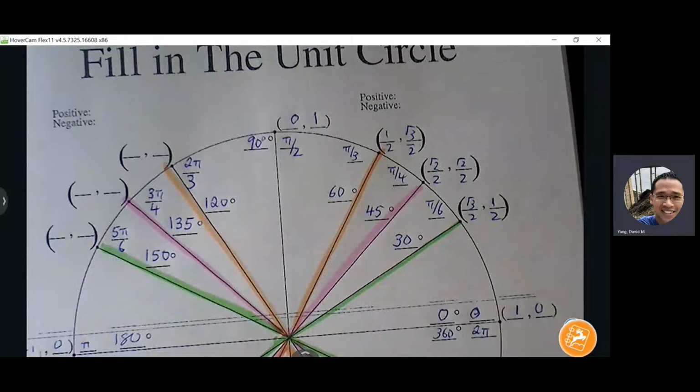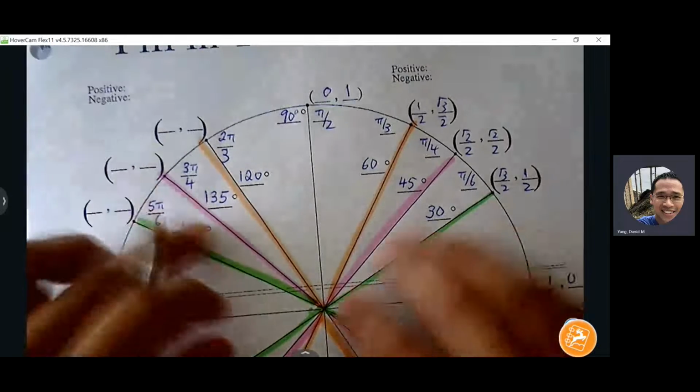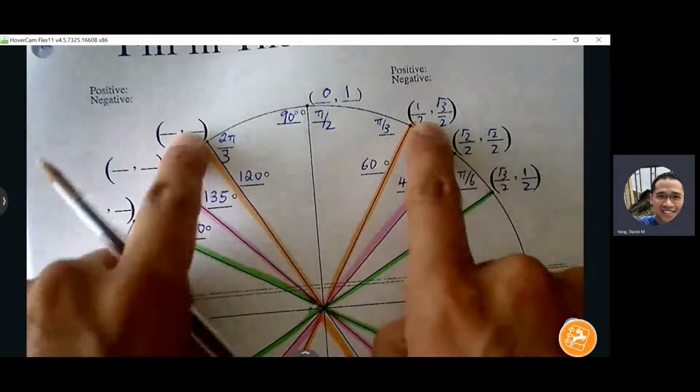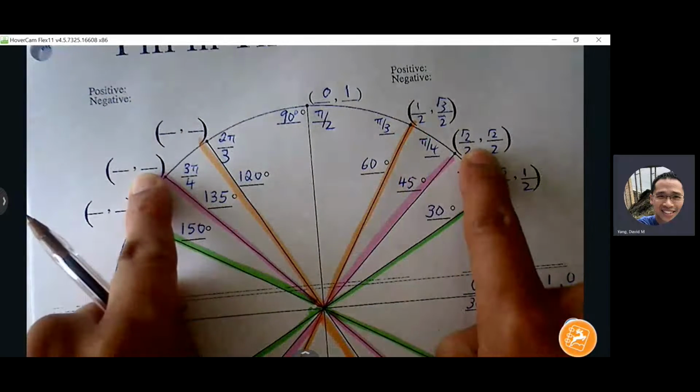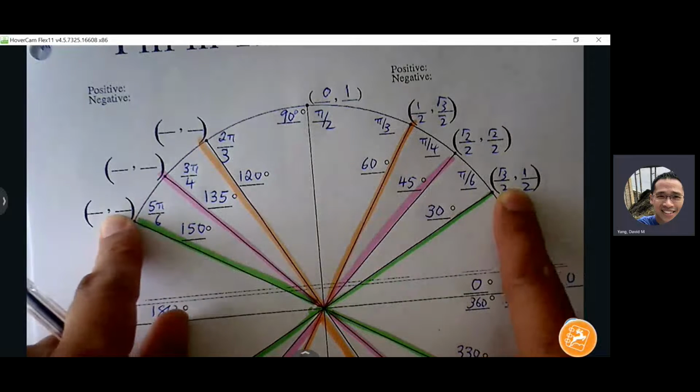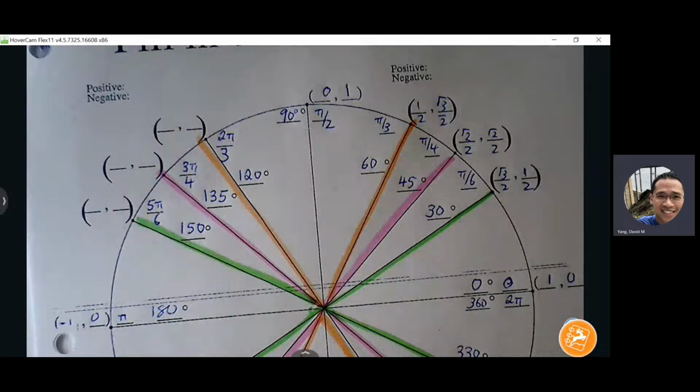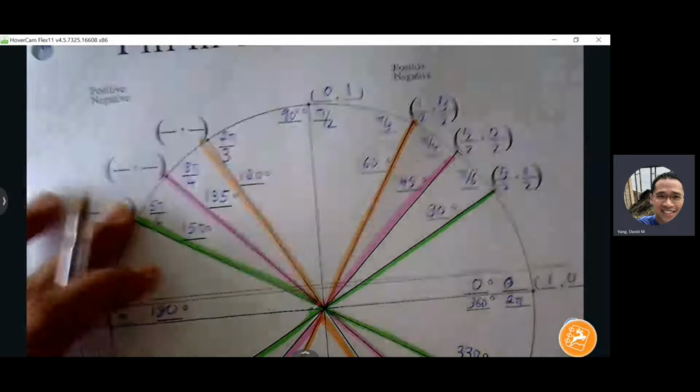except the signs are different. But let's go ahead and fill out all the ordered pairs. All right, so 1/2, root 3 over 2, root 2 over 2, root 2 over 2, root 3 over 2, 1/2. And we'll talk about which ones are positive and which ones are negative.